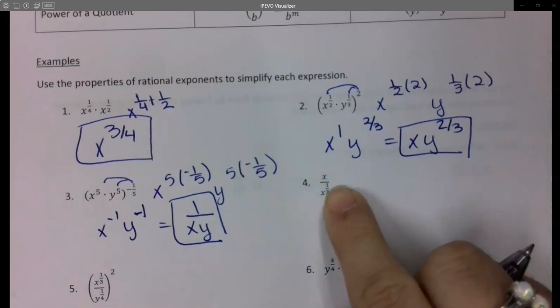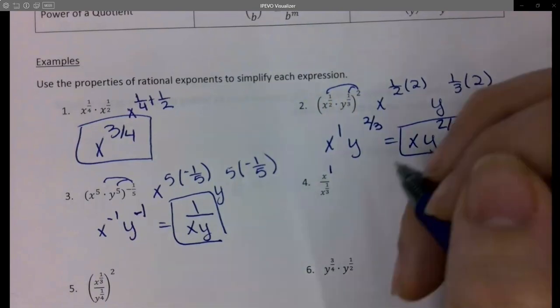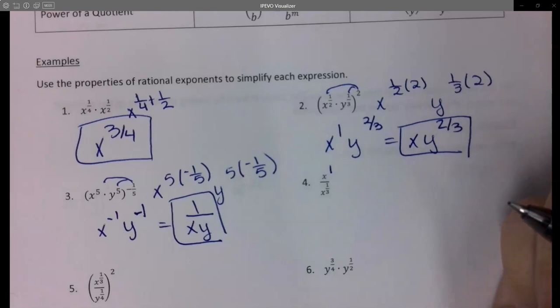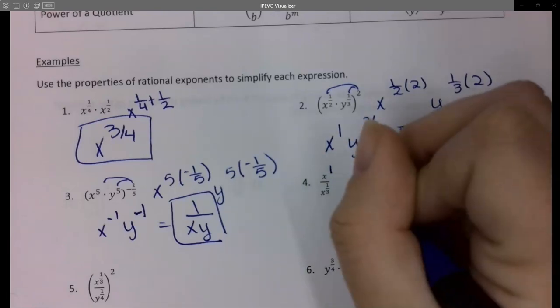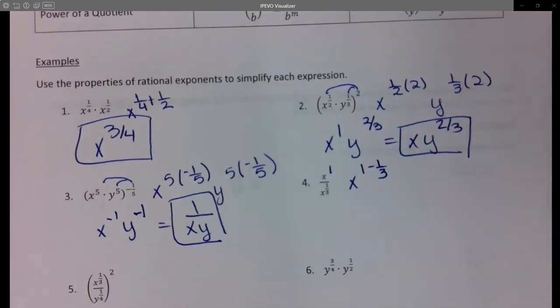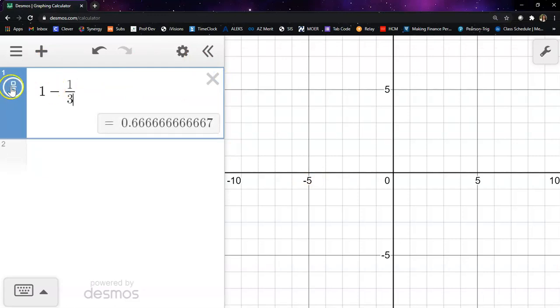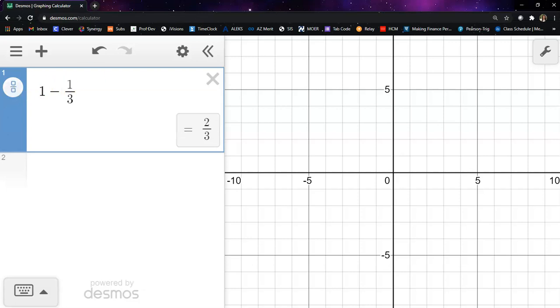Number 4, I have the same base being divided. So I have an exponent of 1 on the top and 1/3 on the bottom. When it's division, it's subtraction. So I have 1 minus 1/3 as my exponent. So I can go to Desmos and do 1 minus 1/3, which, if I turn back into a fraction, gives me 2/3.